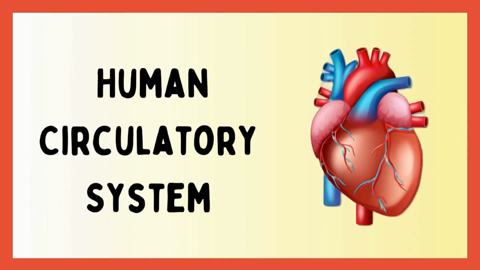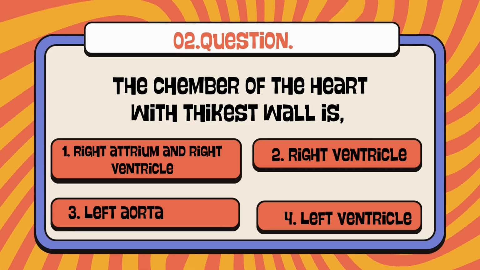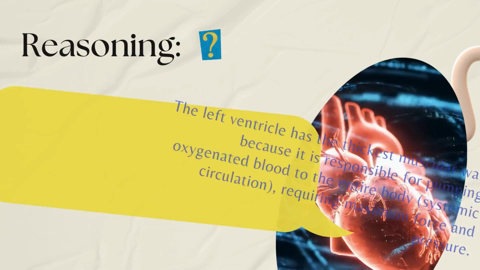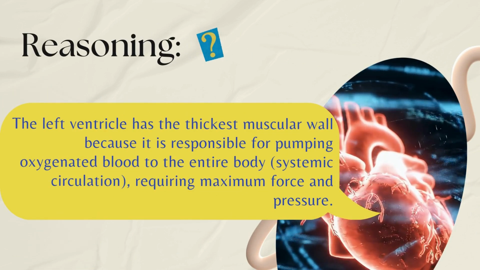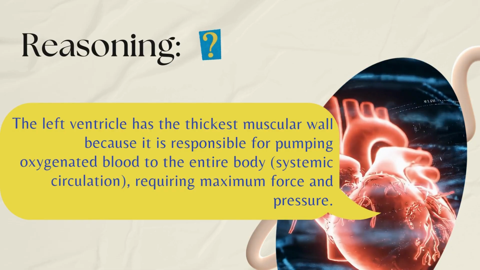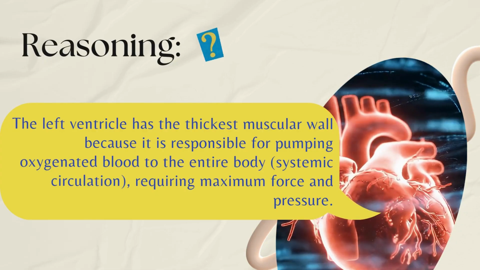Human circulatory system. Question: the chamber of the heart with the thickest wall is right atrium, right ventricle, left atrium, left ventricle? Answer: 4. Left ventricle. Reasoning: the left ventricle has the thickest muscular wall because it is responsible for pumping oxygenated blood to the entire body, systemic circulation, requiring maximum force and pressure.